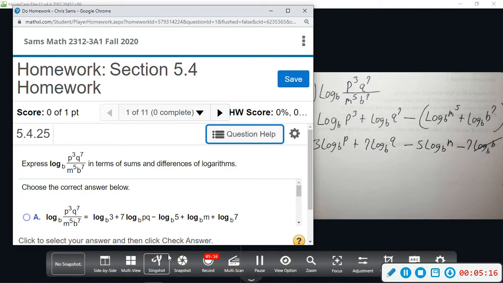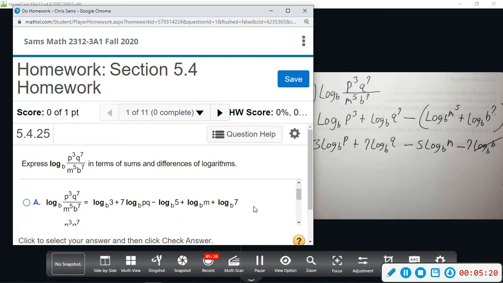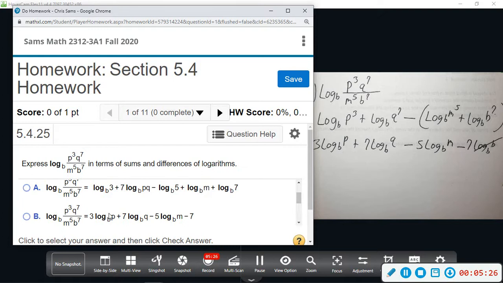We just want to see which one matches now. That's another property that we talked about prior to this. So that last one, log base b of b, is going to cancel out to just a minus 7. So 3 log base b of p, 7 log base b of q, minus 5 log base b of m, minus 7. So B is the one that matches what we need.